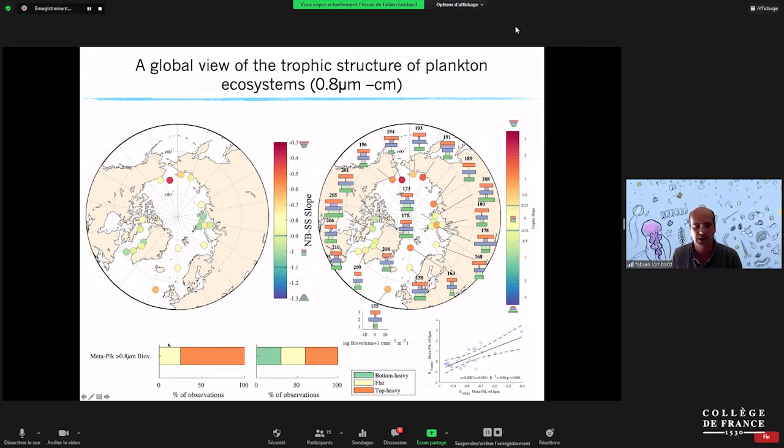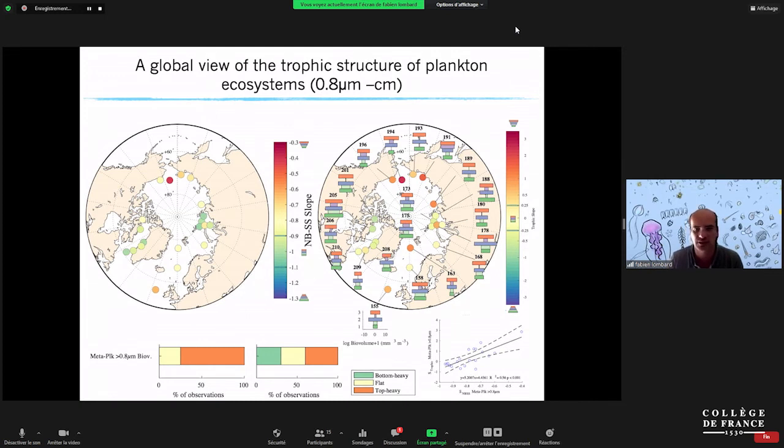And that's something that we classify there. When we look at just the size spectra, the full ecosystem is either top heavy or flat. When we look at the trophic slope, much more bottom heavy appears, but still the full ecosystem is dominated by predatory ecosystem.